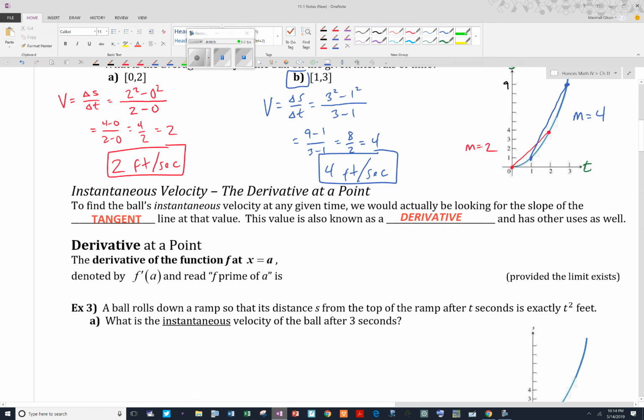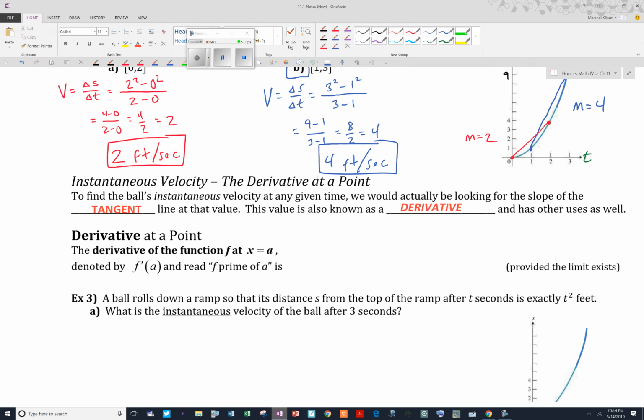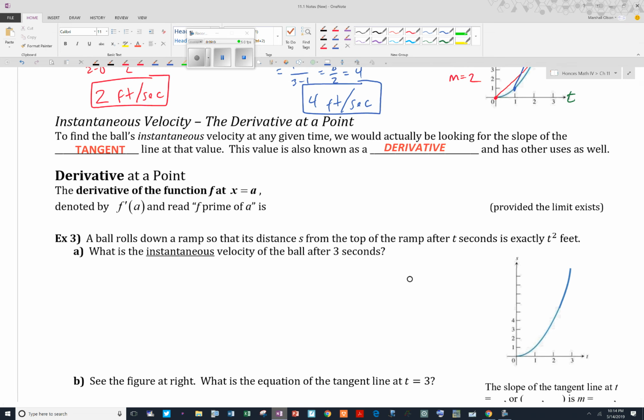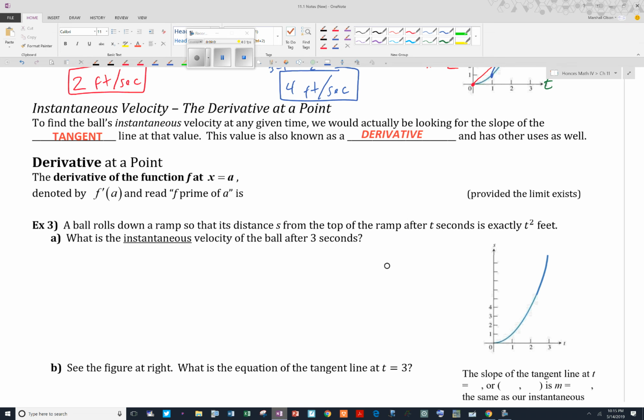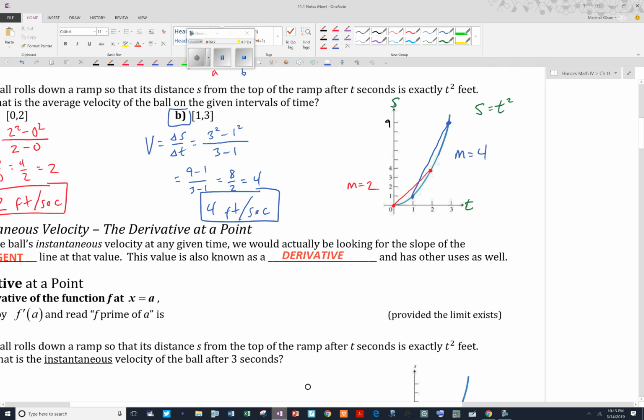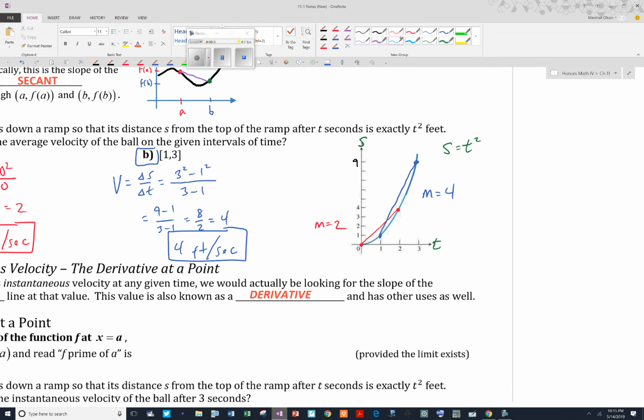Okay, now let's start looking into that instantaneous velocity idea. The instantaneous velocity is also known as the derivative. To find the ball's instantaneous velocity at any given time, we would actually be looking for the slope of the tangent line at that value. This value is known as the derivative, and it has other uses as well. So let's say we were looking for the instantaneous rate of change, not between 0 and 2 like we did before, but just at 2 right there. What would that instantaneous rate of change be?